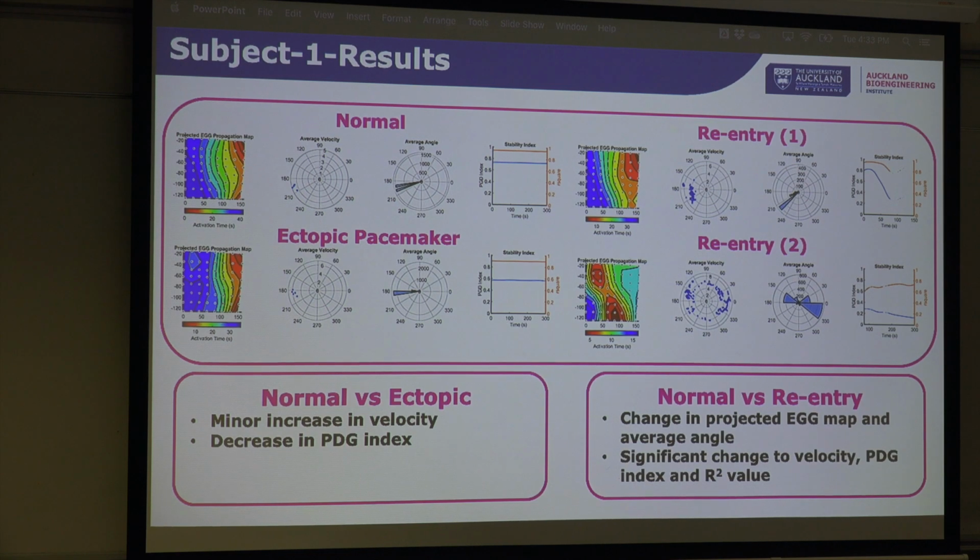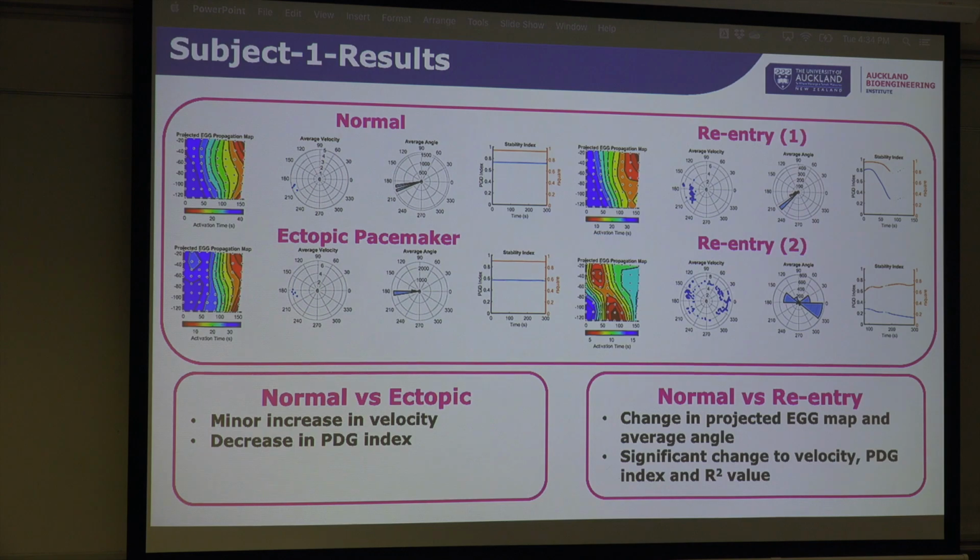When we look at the ectopic pacemaker case, the projected activation map is relatively similar, but we see an increase in velocity. When we go to the re-entry cases, we see a complete destabilization of that. We actually start seeing retrograde behavior. With retrograde behavior, the direction of the average angle is completely changed, and velocity now is up to 6 to 8 millimeters per second. These kinds of findings were seen across all 4 subjects, and show us that this approach to analyzing body surface data was able to account for biodiversity and give us stable results across all the subjects.